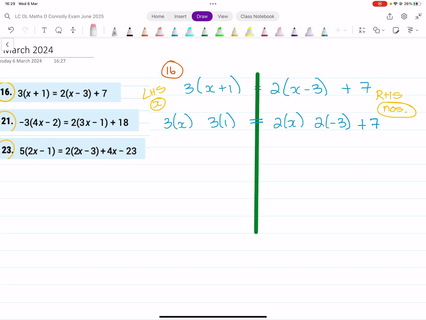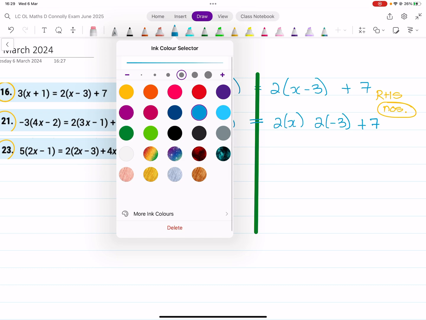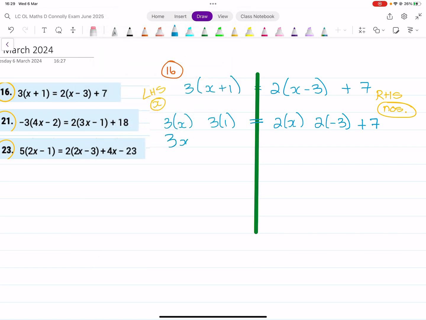Okay, now we do the multiplication. So 3 times x is 3x. 3 times 1 is 3. We can't put a number in without a sign, so that's a plus. 2 times x is 2x. 2 times minus 3 is minus 6, and then plus 7.